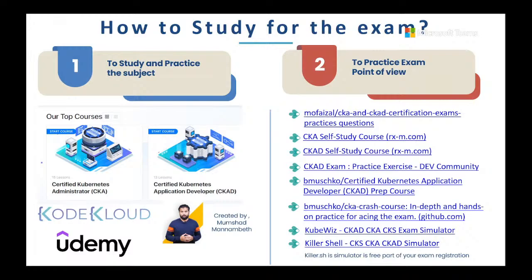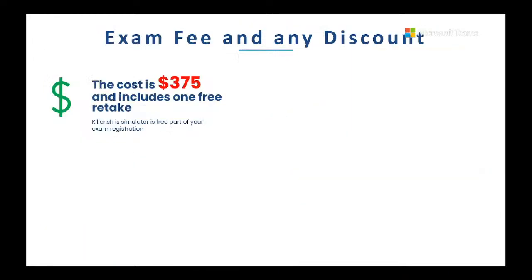Okay. Now, how much is the exam fee? The exam fee is $375, and you pay $375. The first time you can go and appear. If you fail, don't worry, you will get one more free retake. You can take the retake of the exam. You don't need to pay for it. It is already included in the fee.